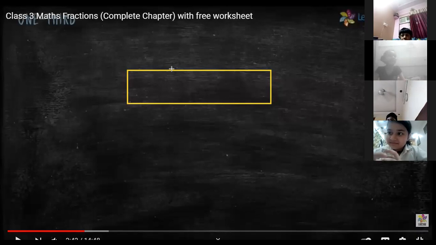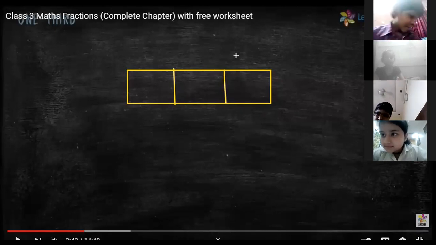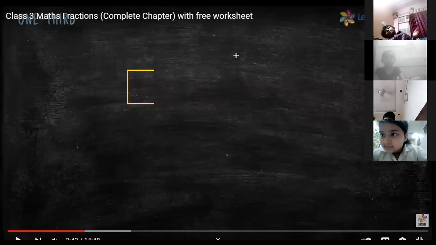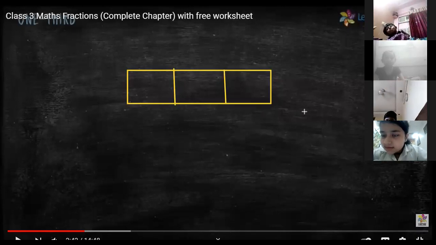So in the previous example, we have divided this whole into 2 equal halves. But this time we are going to divide into 3 equal parts. The first one is this, and the second one is this. Clear? So this time, can you tell me how we are going to make the fraction of each part? First of all, you are going to tell me the total number of equal parts.